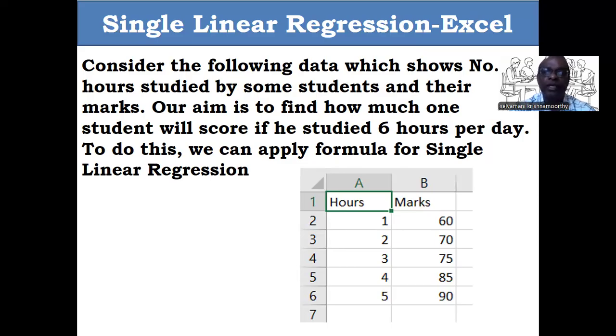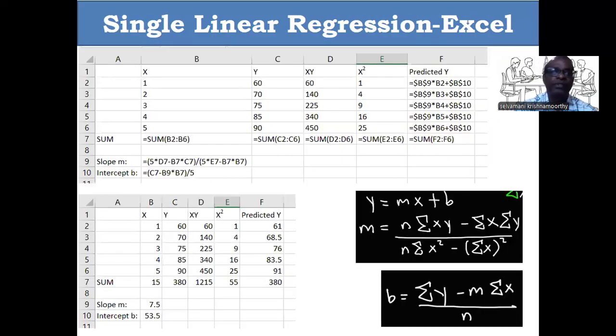To do this, we can apply the formula for single linear regression. First, we need to draw one line with the help of y = mx + b. After that, we need to find y for x. In this case, x is hours, y is marks. How can we do it? Very simple. See it here. I have one Excel sheet.